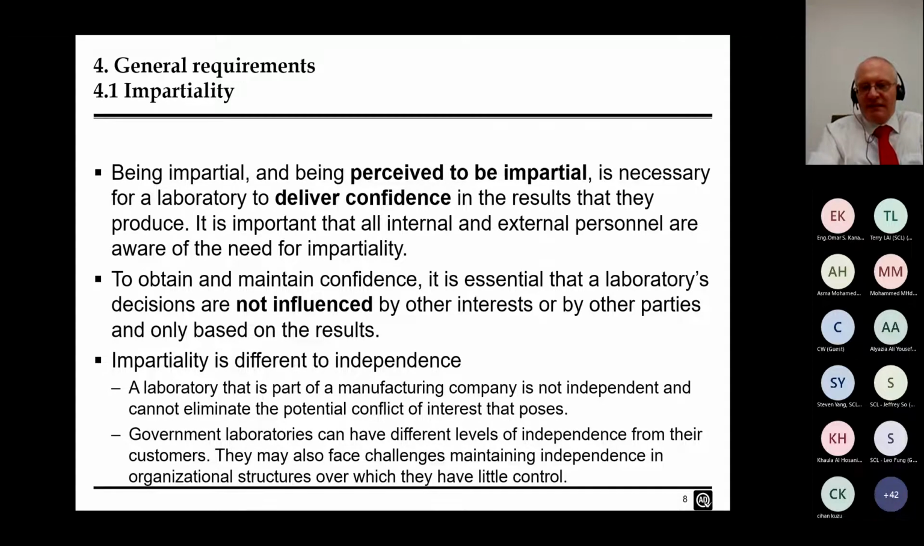Now, as I said, section 4 are general requirements, and these come from the CASCO committee, and they're in all of the 17,000 standards. So these apply to your accreditation body. They apply to people doing ISO 9001 certification, and they apply to calibration labs. So the first one of these is impartiality.